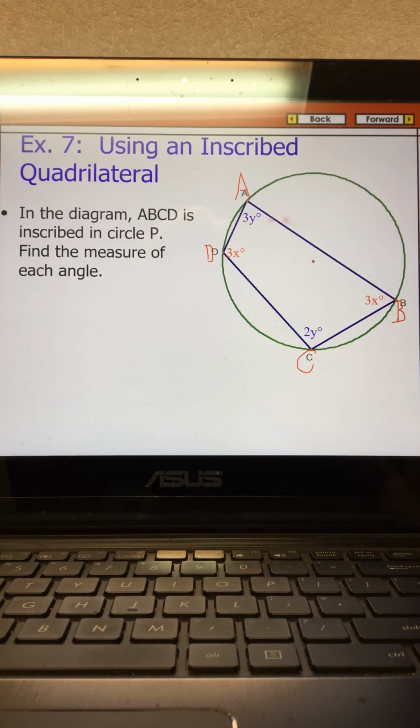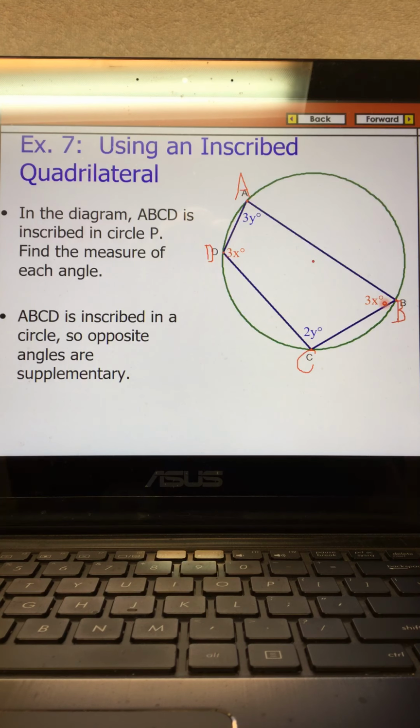All right, now this one would involve some algebra. Here's a quadrilateral inscribed inside a circle. Opposite angles are supplementary. So 3x plus 3x would equal 180. And then 3y plus 2y would have to equal 180. So those would be two equations that we would solve. 6x equals 180, so x would be 30. 5y is 180, and that should be y right there.